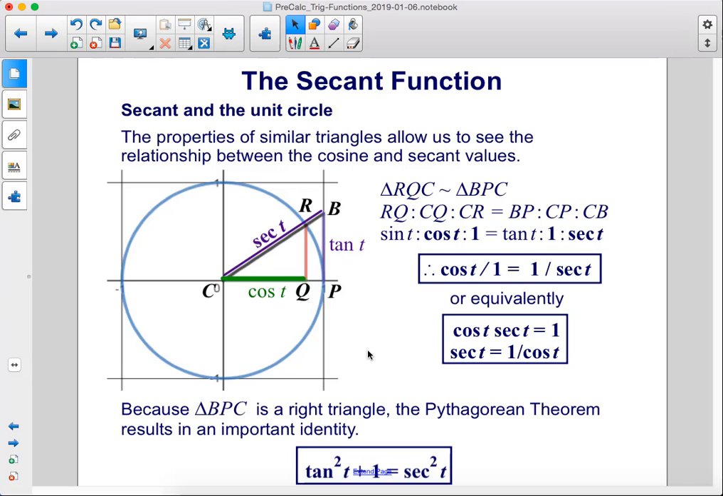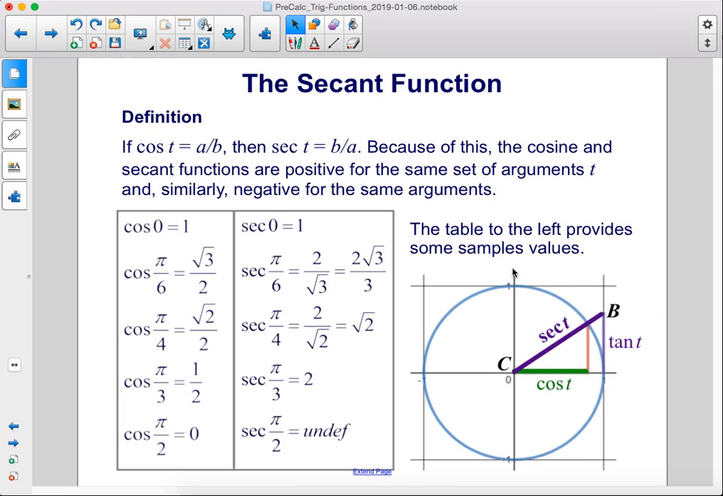Because triangle BPC is a right triangle, the Pythagorean theorem results in an important identity. Tan squared t plus 1, because this side here is a 1 squared, equals secant squared t. If cosine t equals a over b, then secant t equals b over a. Because of this, the cosine and secant functions are positive for the same set of arguments t, and similarly negative for the same arguments. The table to the left provides some sample values.